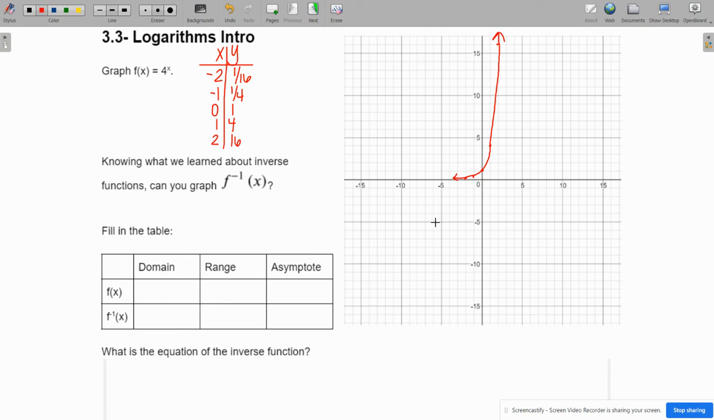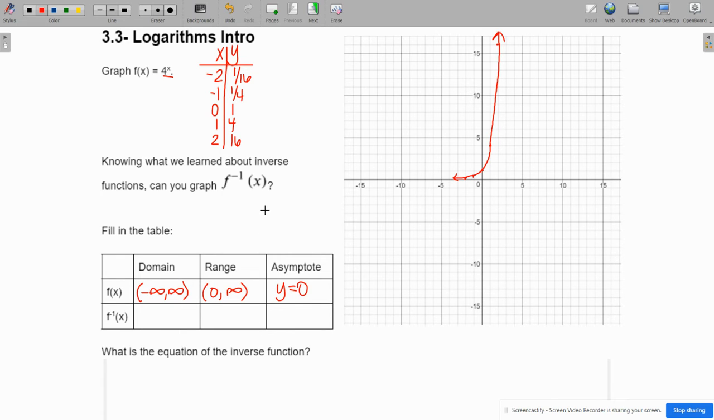And this is what we should have expected, right? We were expecting an increasing graph because we had a b value that was larger than 1. In this case, we would know that your domain was all real numbers. Your range was 0 to infinity, and your asymptote was a horizontal asymptote here at y equals 0.